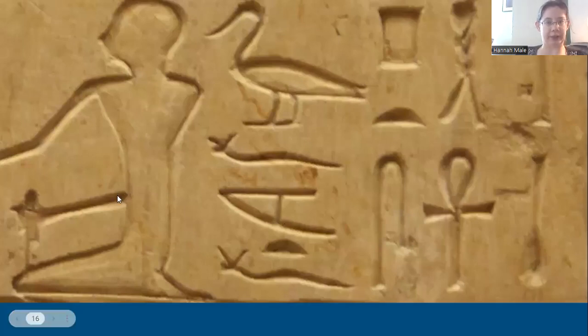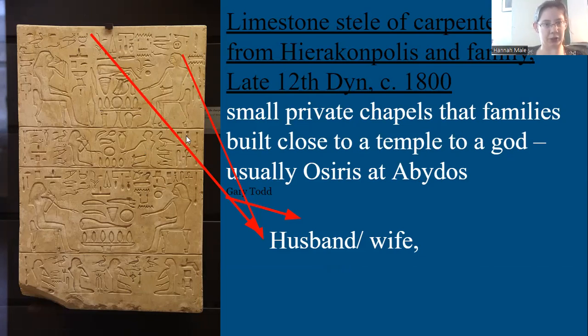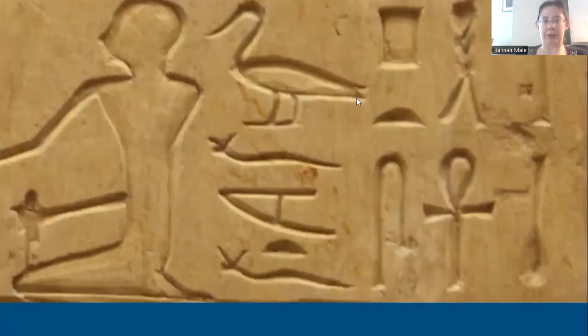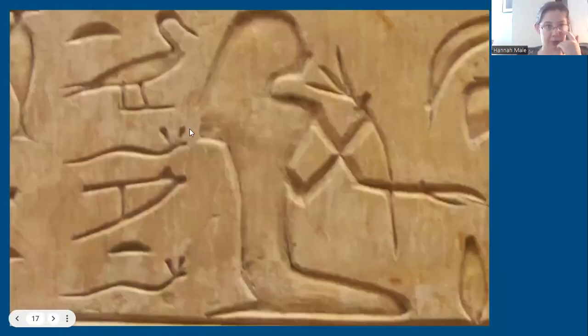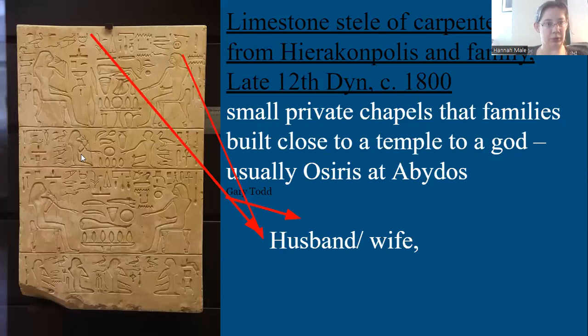So this is just a close-up of the son on the stele, this chunk here. So you see his son, his beloved, and then this son's name. And then the next one is a close-up of the daughter. So you see her here. It's a close-up of this chunk here.